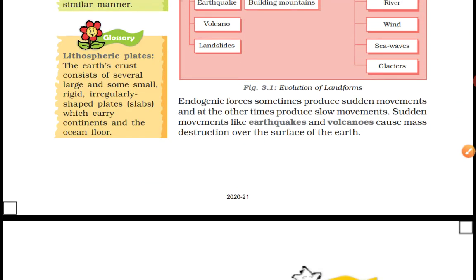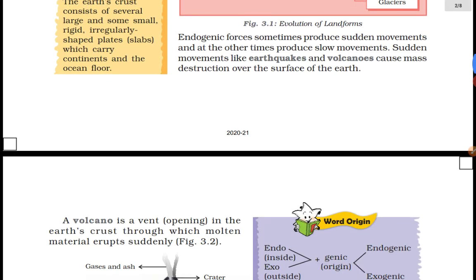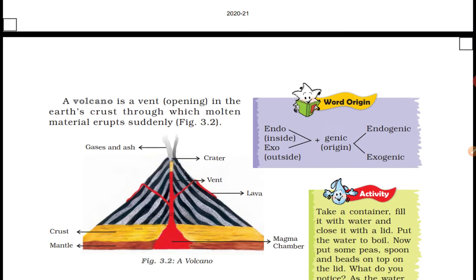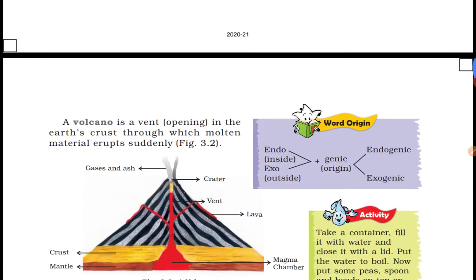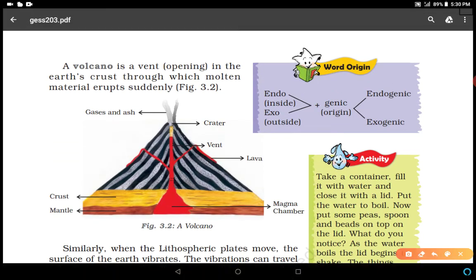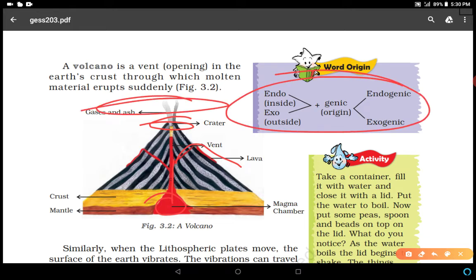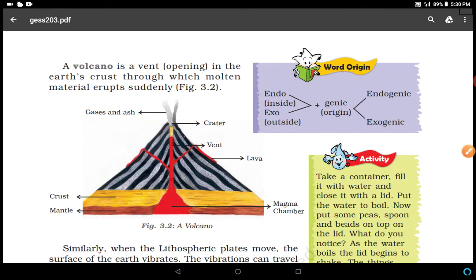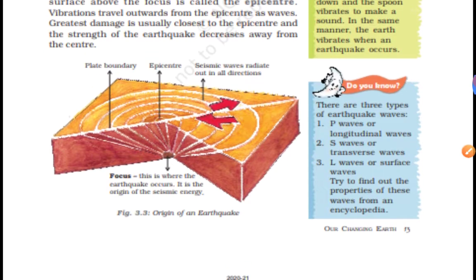Then we discussed lithospheric plates. What are lithospheric plates? Then we discussed volcano and earthquake, features of volcano. This is volcano. Magma chamber. This is magma coming outside as lava. Clear? This is crater and gases and ash. Then word origin of endogenic and exogenic. After that we studied about earthquake.